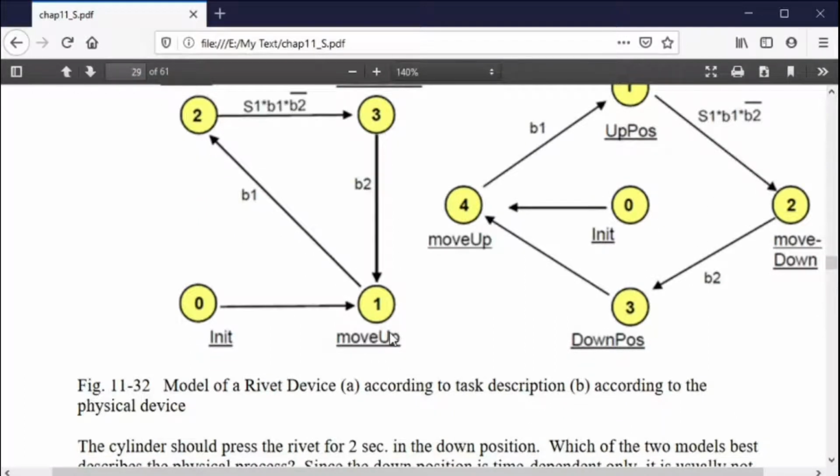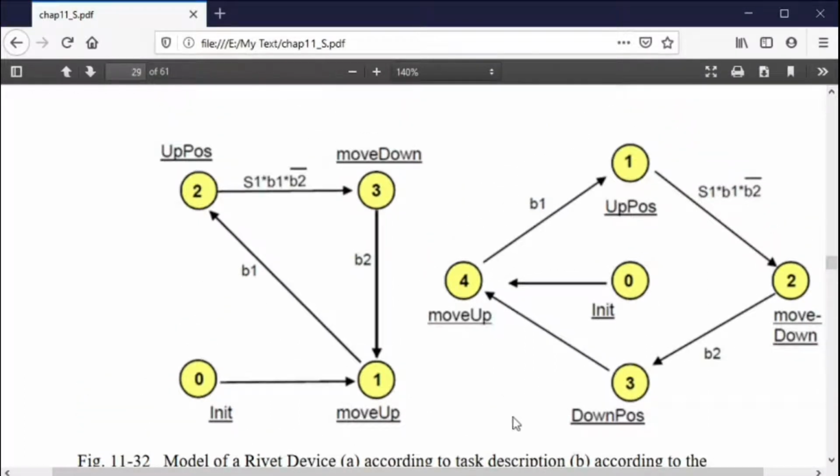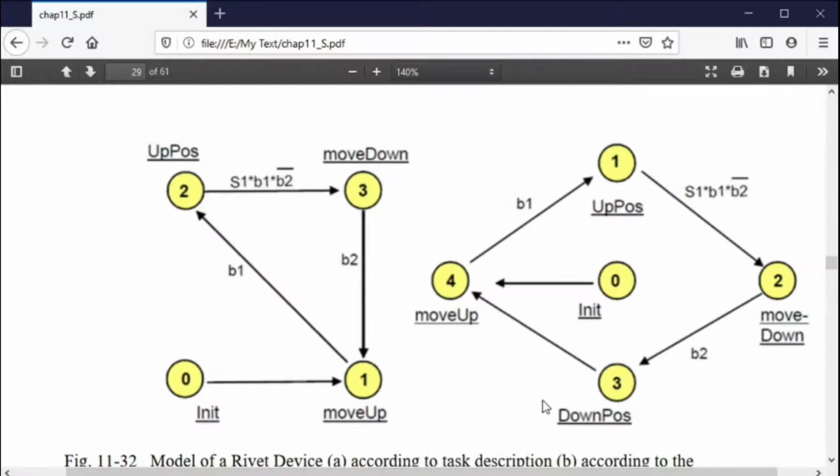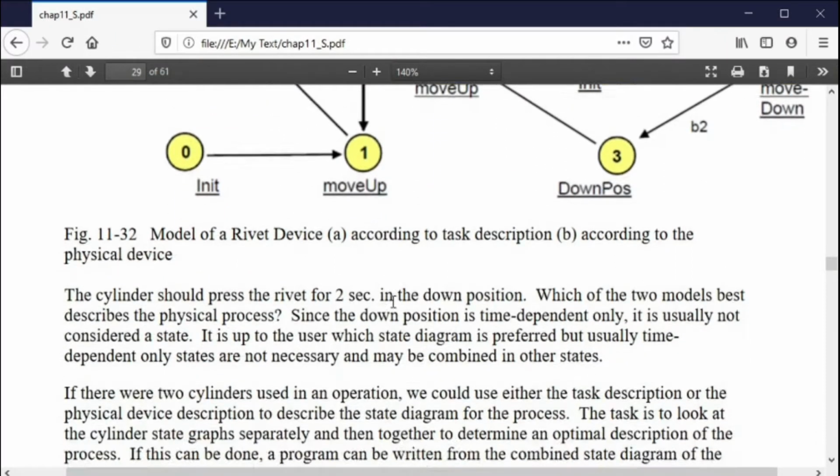It's your choice. Which is right? I don't care. They're both right. The answer is both. Why would you use this? It's a little simpler. So do not use time delays as a state. If it's just a time delay, don't use it as a state.